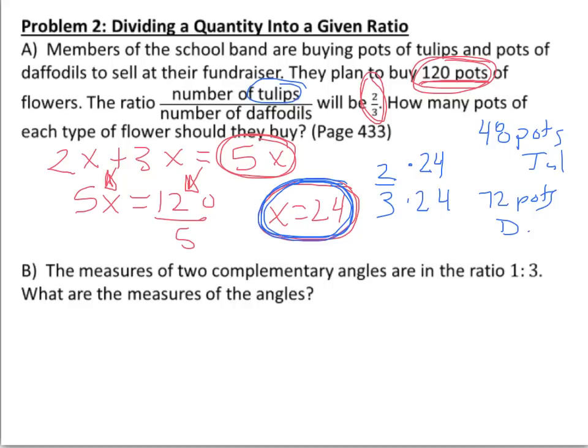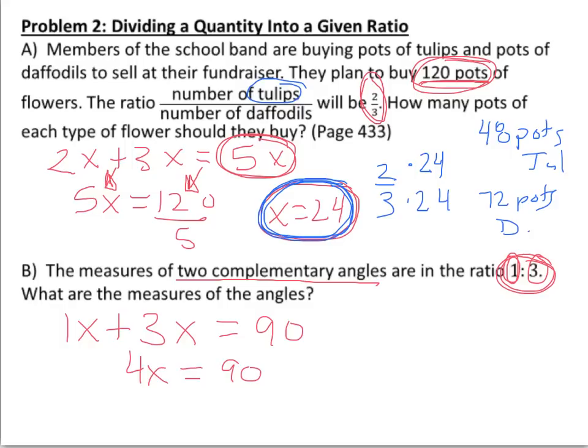This second problem, I have to know what complementary is. 2 complementary angles are in the ratio of this. Complementary. That means that 2 angles add up to 90 degrees. So that means these are my 2 angles, 1 and 3. So I'm going to have 1x plus 3x is going to be equal to 90. That's going to help me figure out what my multiplier is, so I can plug it back in. So that's a total of 4x is equal to 90. And when I solve that, I get x is equal to 22.5.